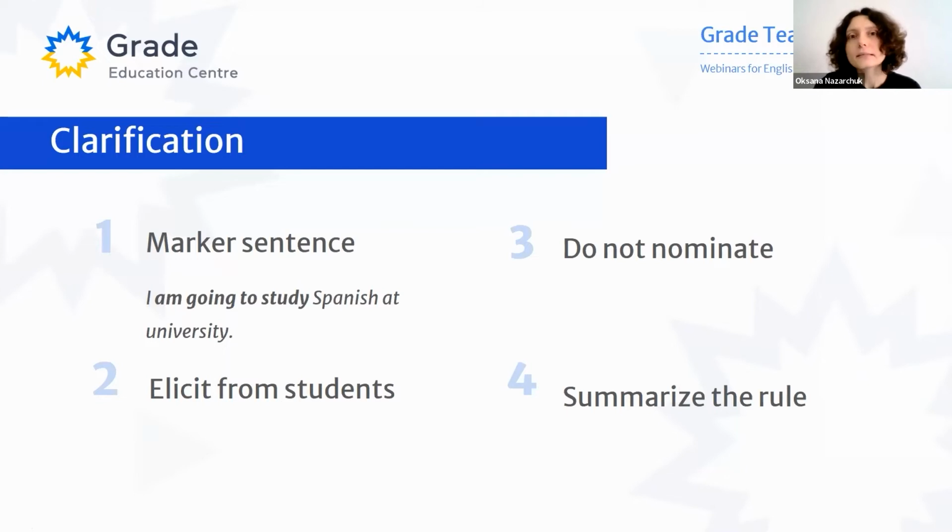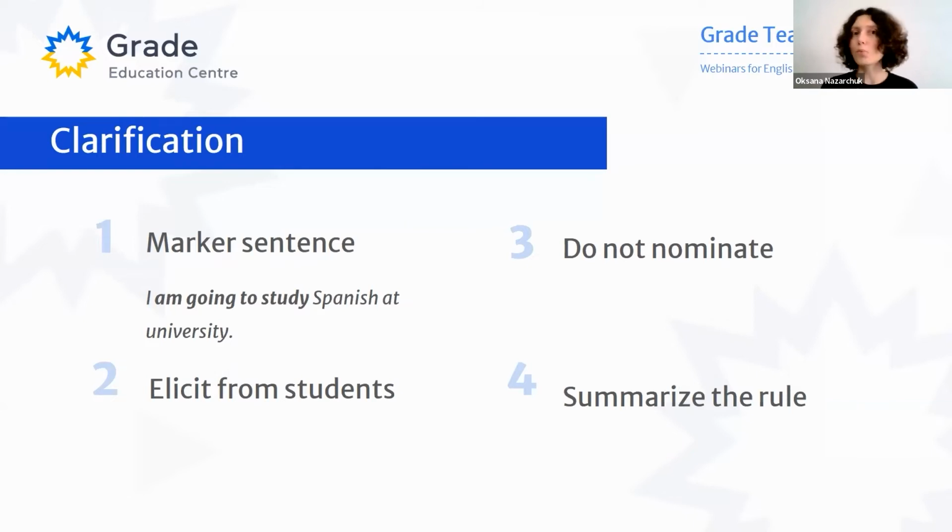And after that, I have two choices. I can tell my students, so look, I'm going to. This structure is used to talk about future plans. It's possible, but I can engage my students more by asking them questions, so I can elicit the rule from them. Why is it better?